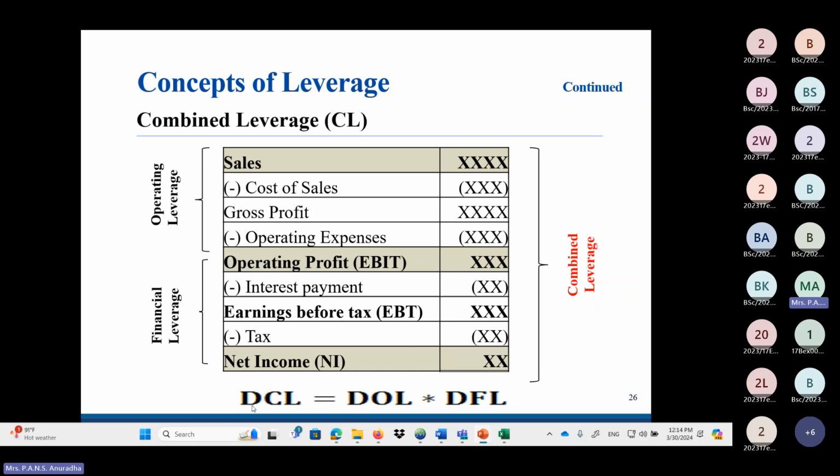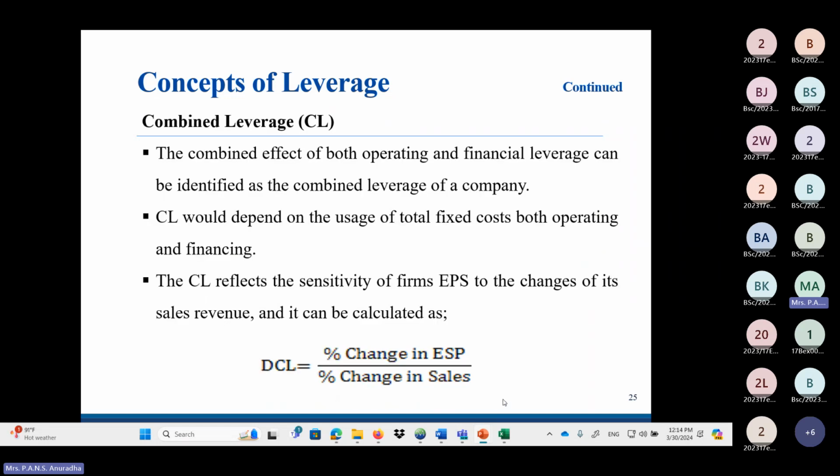So what is the combined leverage? Degree of operating leverage times degree of financial leverage. Now you can remember the degree of operating leverage. What was the formula for the degree of operating leverage? Percentage change in EBIT divided by percentage change in sales. This is the degree of operating leverage. So what is the degree of financial leverage? Percentage change in earnings per share divided by percentage change in EBIT. If you combine, that is the total leverage or the combined leverage.